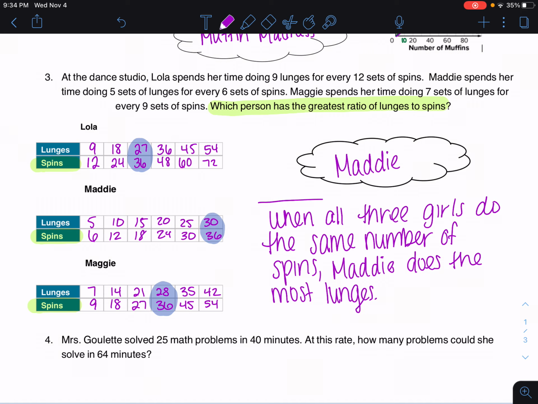Okay, this is extra. This is an extra explanation of what I'm showing in the tables. All you guys need to have is Maddie in that little cloud.